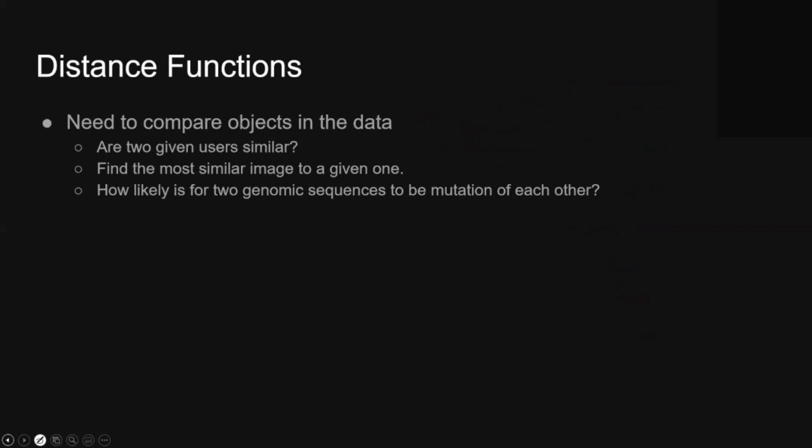With that motivation, there are some properties that distance functions need to satisfy. First of all, a distance function must be able to compare objects in the data in a way that is similar to the human notion of similarity. So you want distance functions that resemble the human notion of similarity.